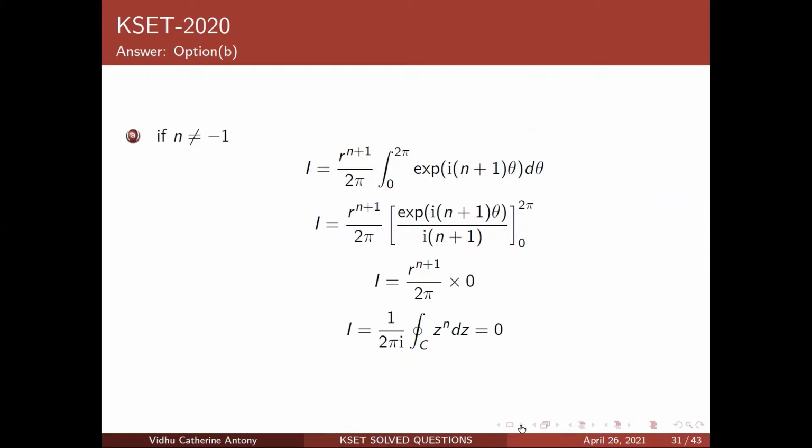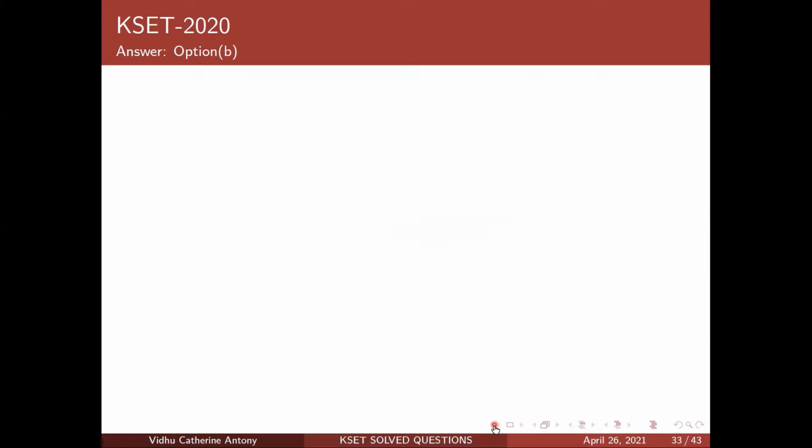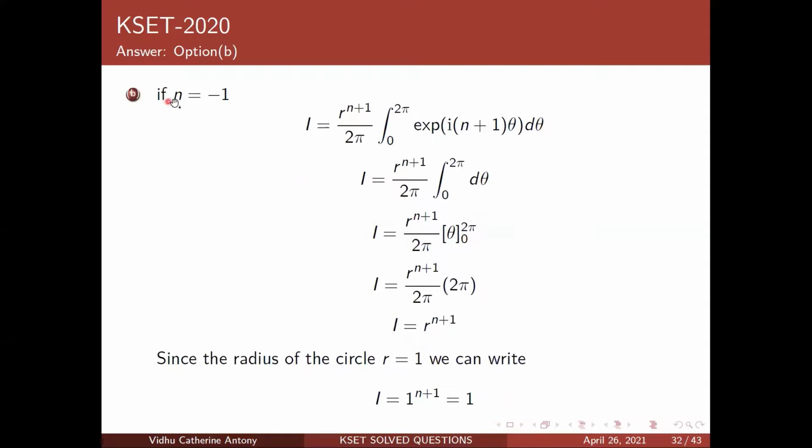Okay. Now, let's look at this case. This is the case where you had n is equal to minus 1. So I is equal to r plus 1 divided by 2 pi. Just revisiting this whole thing again, 0 to 2 pi. Once you have minus 1, this factor goes away. It disappears. So you only have a 1 here. 1 d theta is theta. So you integrate it and you end up getting I is equal to r power n plus 1. But since you have a unit circle, I is equal to 1.